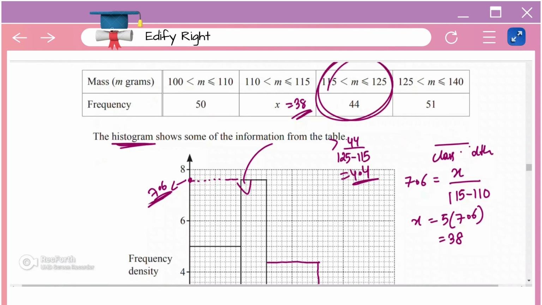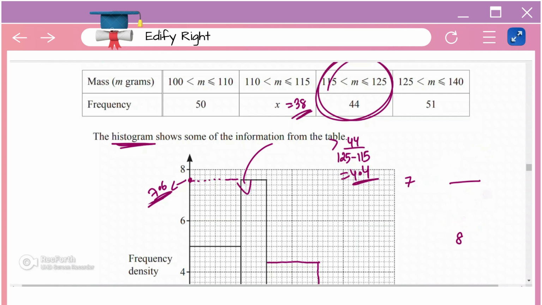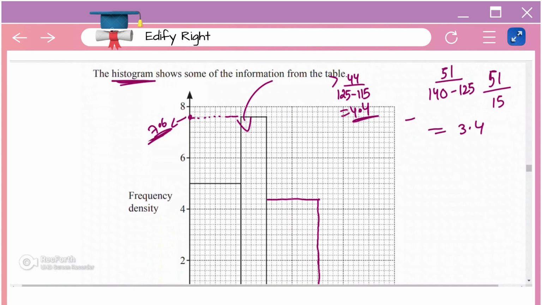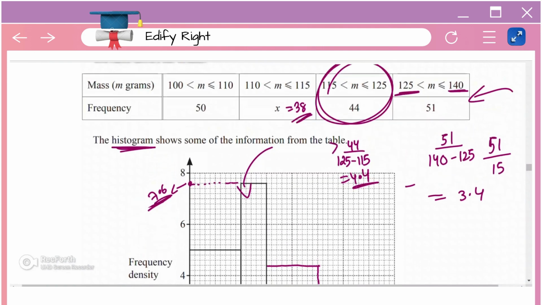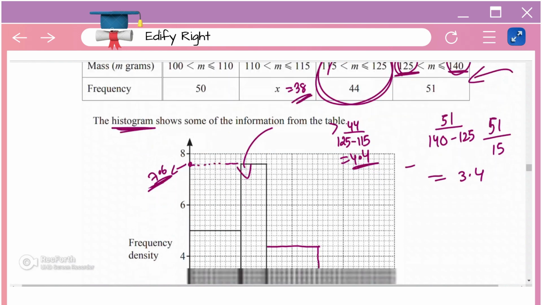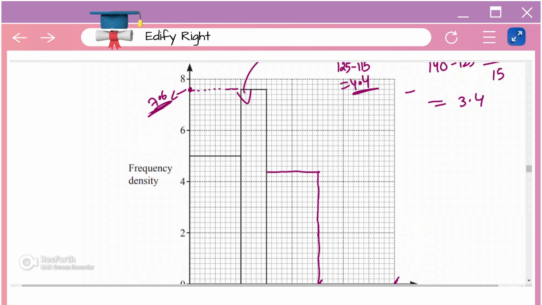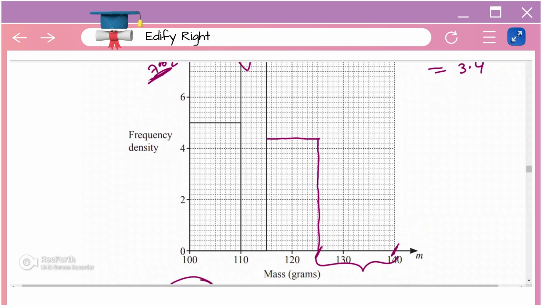Next, let's try to find the height for the last box over here. So what is the last box? We have 51 divided by 140 minus 125. So that is 51 upon 15, which is equal to 3.4 approximately. So my next box is going to be at a height of 3.4, and the width is going to go from 125 to 140. So let's look at the width first. So this is 125 to 140. So my box is going to be this wide, and it is going to have a height of 3.4.